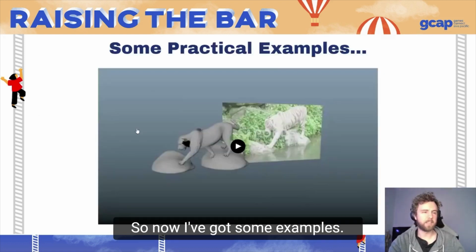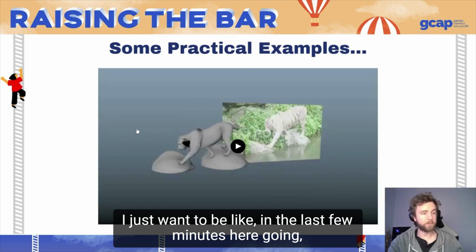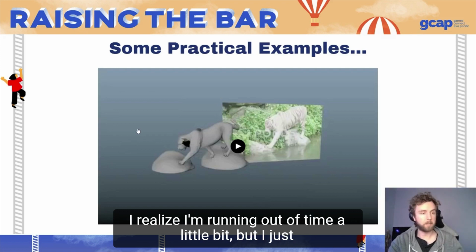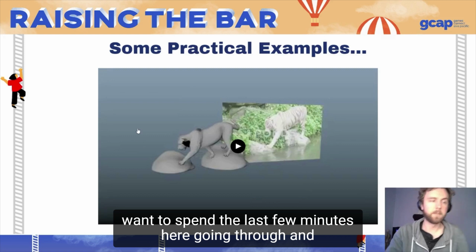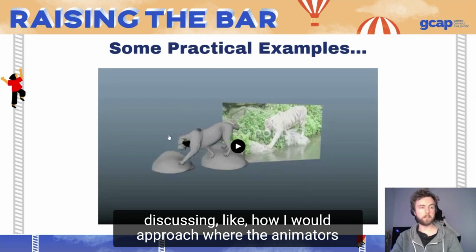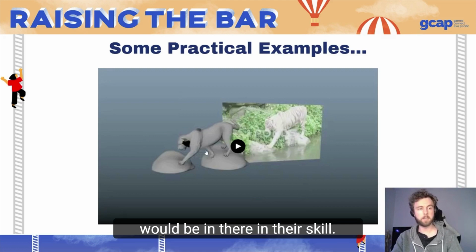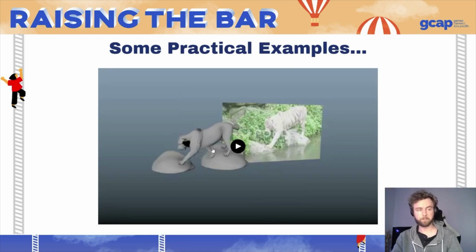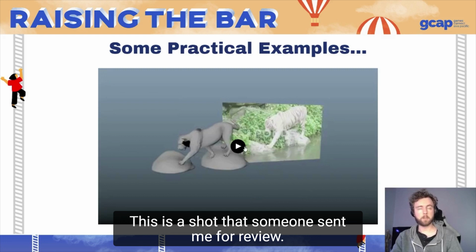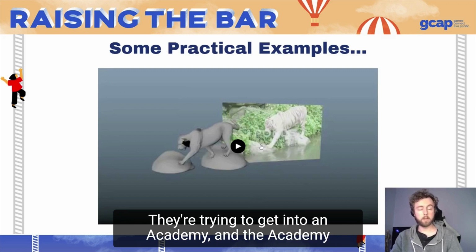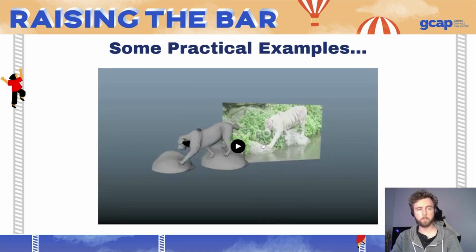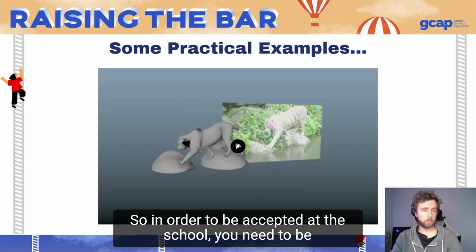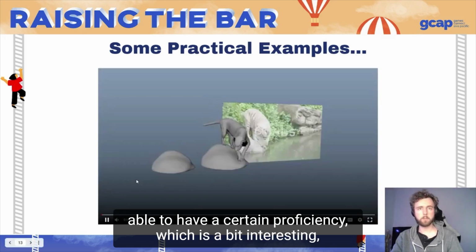Okay, so now I've got some examples, and I just want to get going in the last few minutes here. I realize I'm running out of time a little bit, but I want to spend the last few minutes going through and discussing how I would approach where these animators would be in their skill, right? So this is a shot that someone sent me for review. They're trying to get into an academy, and the academy had given them a test, right? So in order to be accepted into this school, you need to have a certain proficiency, which is a bit interesting, but cool.